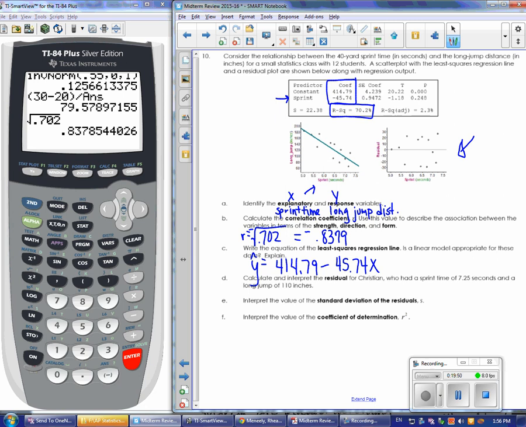In letter D, it says to calculate and interpret the residual for Christian who had a sprint time of 7.25 seconds and a long jump of 110. I want to apologize because on the answer sheet that I did, I was just estimating what Christian's predicted long jump would be. You really do want to actually plug in. So this is the actual x. This is his actual y. If I plug the actual x into the equation, so if I take 414.79 minus 45.74 and multiply that by 7.25, this is going to give me Christian's predicted long jump.